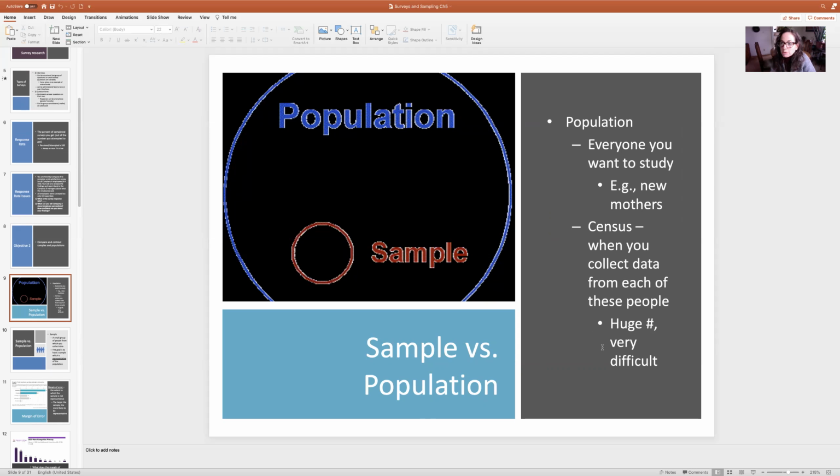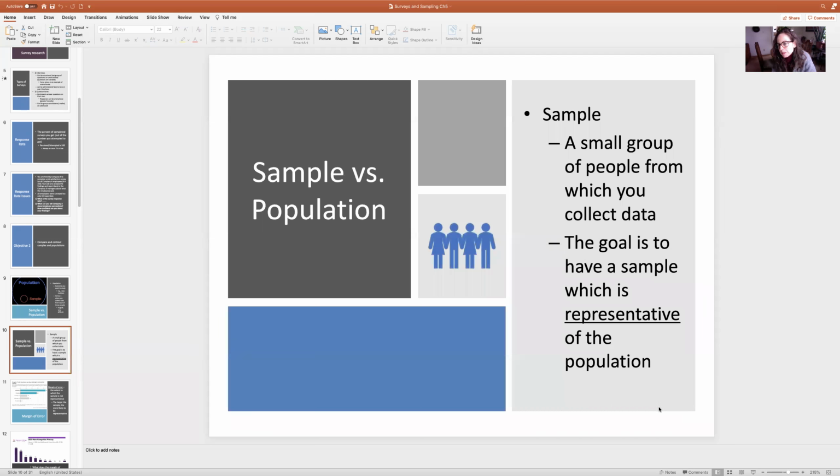It ends up being a huge number, like the United States Census, where they try to collect data from every single person in the United States. It's a huge number. It's very difficult to do. They had a lot of problems this year with the coronavirus and whatnot. So there you see a lot of difficulty. So a lot of times what people do is they choose a small group out of that population. But as you can imagine, the group that you choose should represent the population as a whole. So the sample is a small group of people from which you collect data. The goal is, again, to have a sample which is representative of the population. So it represents the population. It looks like the population.